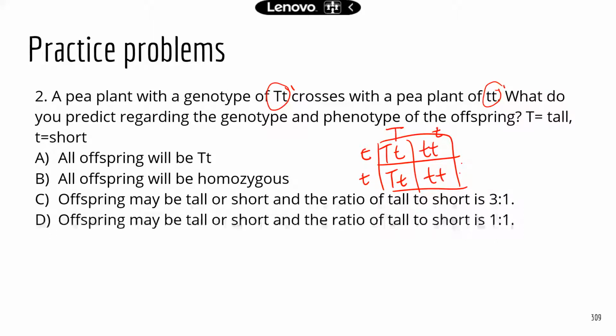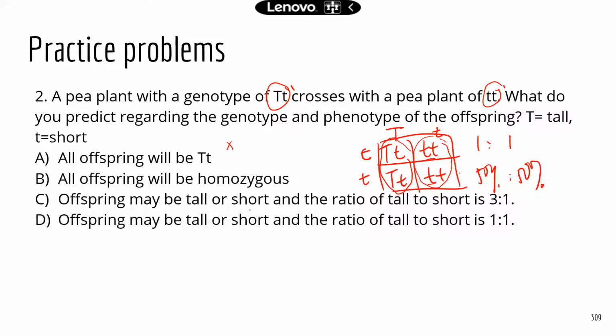Okay, there you go. So you can see the ratio of both phenotype and genotype is going to be 1:1, right? Or 50% to 50%. So all offspring will be big T, little t. That's not right, right? Half the offspring are going to be little t. All offspring will be homozygous. No. These offspring will be homozygous, but these offspring, big T, little t, they are going to be heterozygous. So only half of them are going to be homozygous.